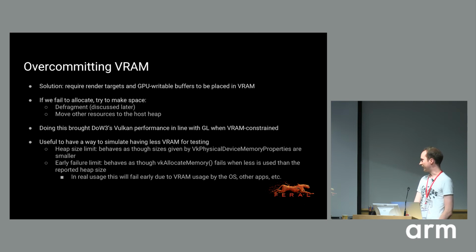The second was an early failure limit, which makes it behave as though VK allocate memory fails when the amount of memory you've actually allocated from a heap is less than the total reported heap size by the driver. That is what will actually happen in real-world usage, because you're not the only one using VRAM. You've got other usage by the operating system, other apps running, and some amount used by the driver internally as well, because things like descriptor pools and command pools might take up VRAM. So having that limit tests that we're actually responding to these failures properly.